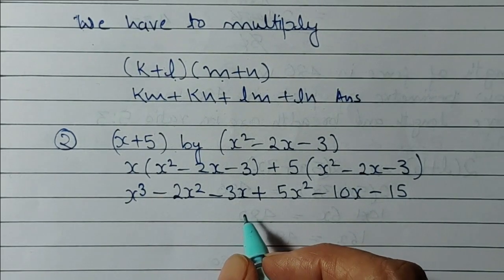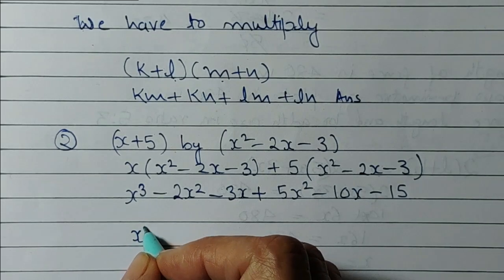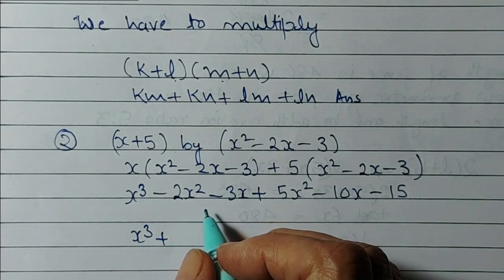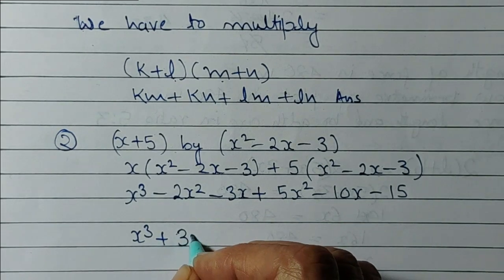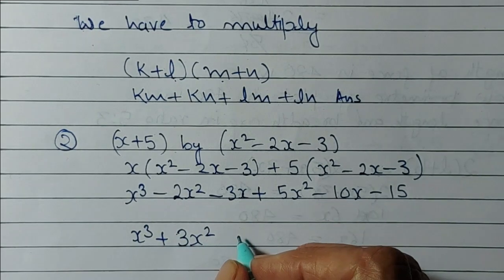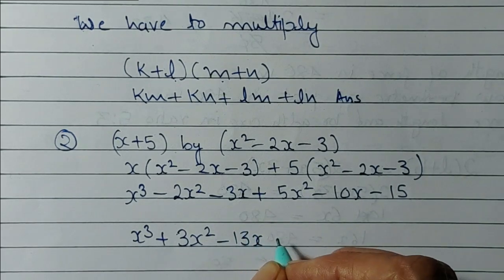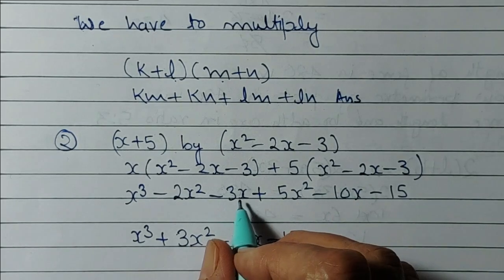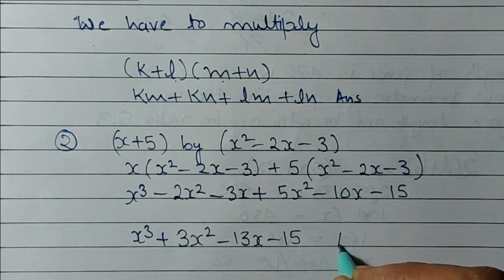So now we simplify it. It is x³ plus 3x². 5x² minus 2x² is plus 3x², minus 13x, minus 15. 10x plus 3x is 13x. Constant is minus 15. It is our answer.